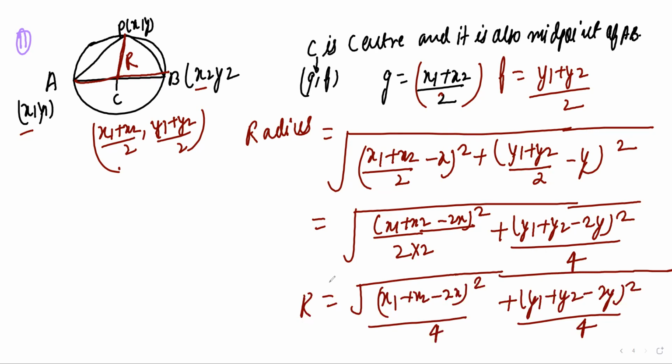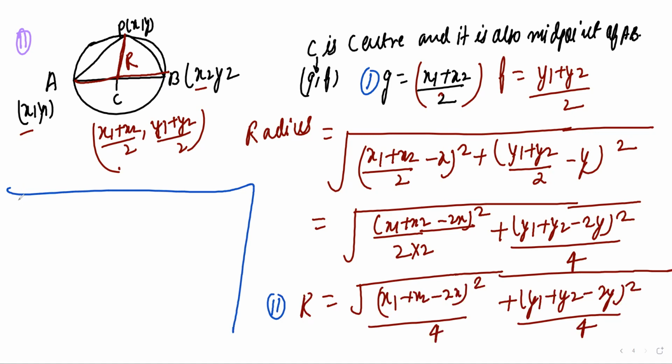Again, we can use the equation of circle. So these are the 2 points we have derived here: the center of the circle and the radius of the circle. Now see the next part.